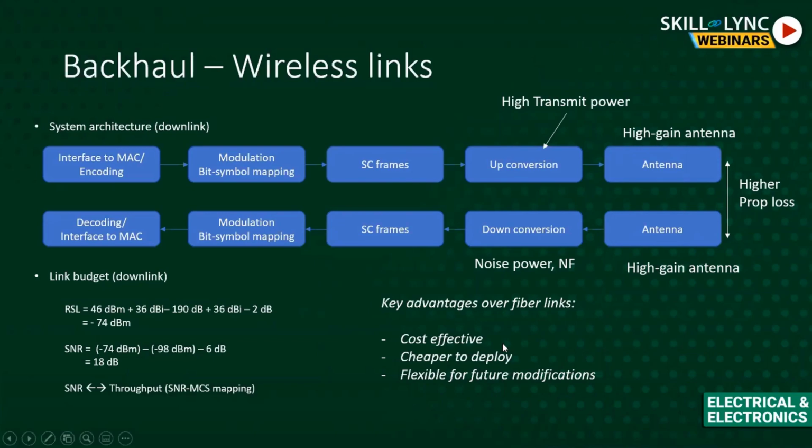So the benefit here is deployment, whereas for fiber, you'll have to dig the ground, make the plan, get the permissions and everything. And then it takes a while to deploy fiber, whereas wireless links are easier to deploy. And they're also flexible for future modifications. You can always turn them around. You can close a link easily and then build a completely different network. So rerouting is much easier here versus what we have in fiber.